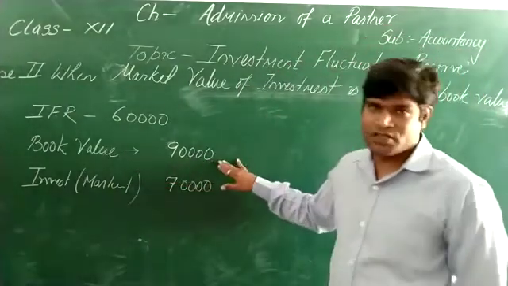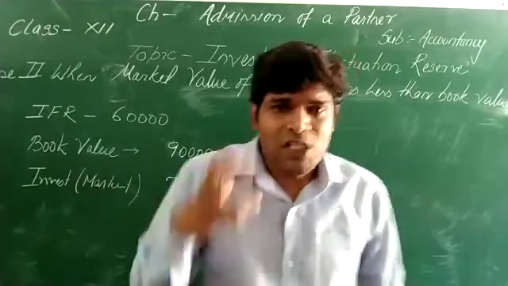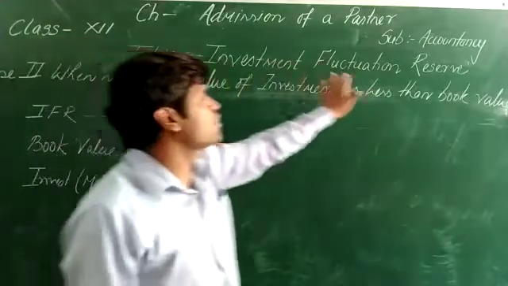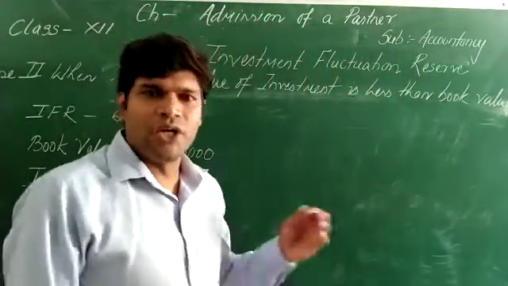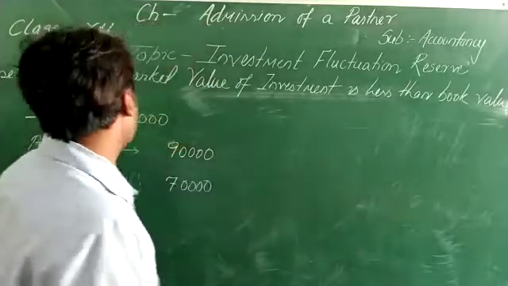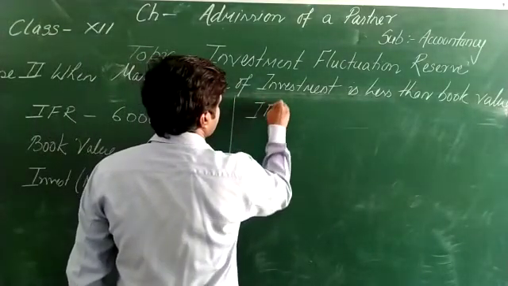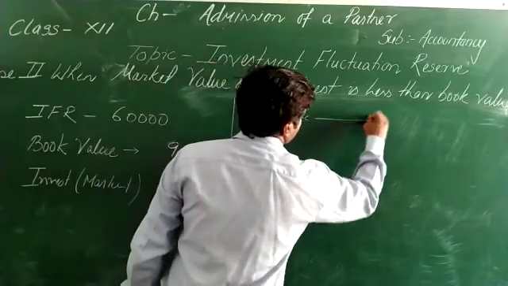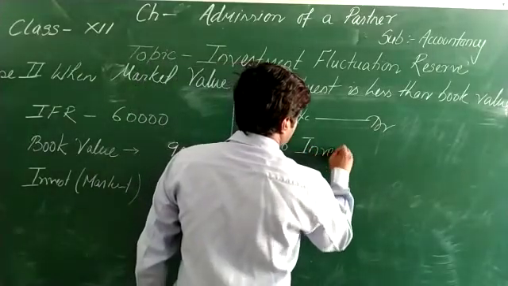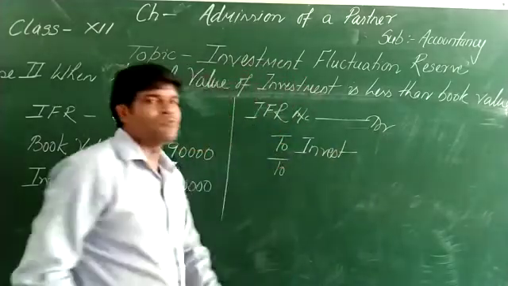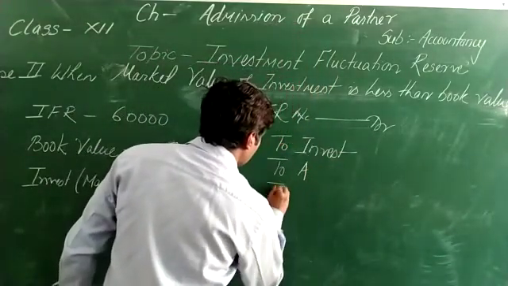Our investment amount is 90,000, but the market value is only 70,000. So there is a loss of 20,000. This loss will be compensated from this Investment Fluctuation Reserve fund. After that, the balance amount will be transferred to the old partners in the old ratio. Is it clear, everyone? So now the accounting treatment. IFR account Dr. to Investment, and the balance figure would be transferred to A and B, the old partners.